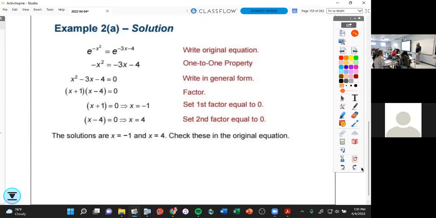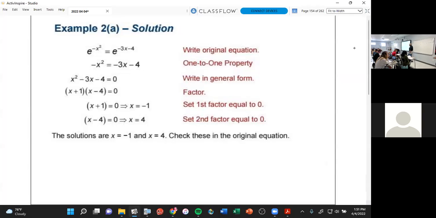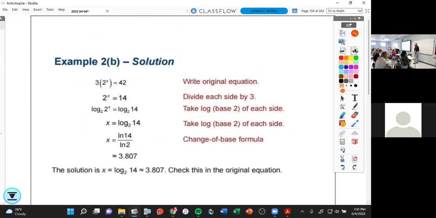There's the first problem I did. And again, check these in the original equations. I'm not going to spend any time doing that. I'm hoping at this stage of your life, mathematically, you can plug numbers in and see if you're right or wrong. Part B, 3.807. Check it in your calculator. When you're checking something like this, the original equation, don't put 3.807 in for x. Actually type log base 2 of 14 in for x.